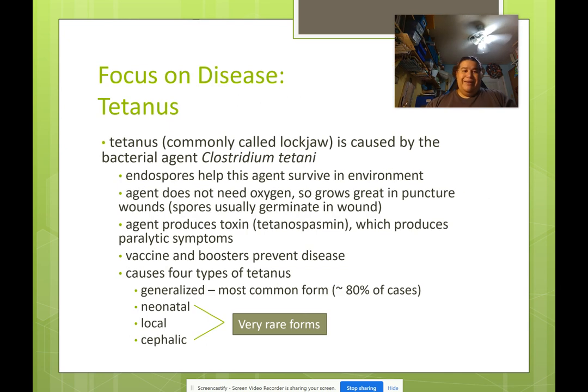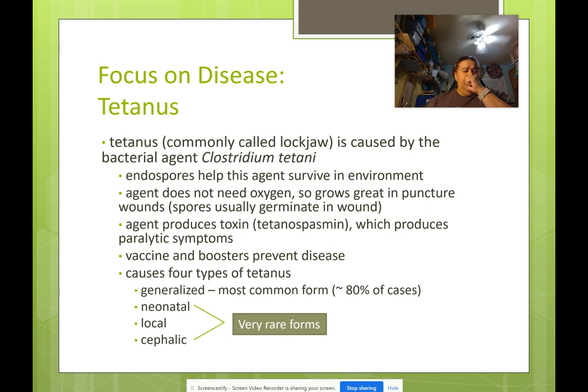So, focusing on a disease, tetanus, commonly called lockjaw, is caused by the bacterium Clostridium tetani. I'm sure you've had your tetanus shot. It's to prevent this. So, lockjaw was an awful disease.